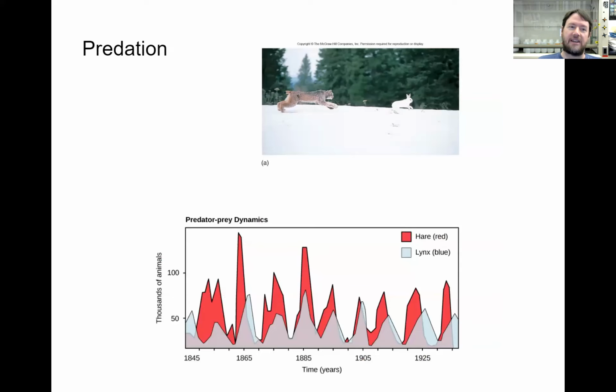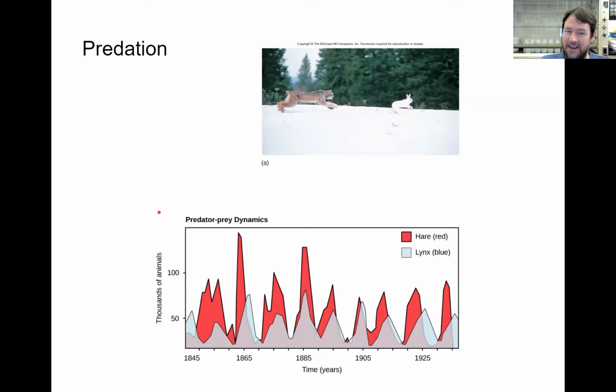Okay, predation, predators and prey. So like this snowshoe hare and the lynx that's chasing it. Usually the bigger animal eats the little one, and that is predation, right? So you've probably seen tons of examples, lots of nature documentaries about this. Something interesting can happen.